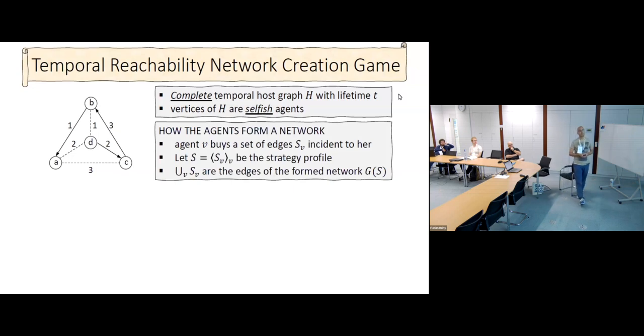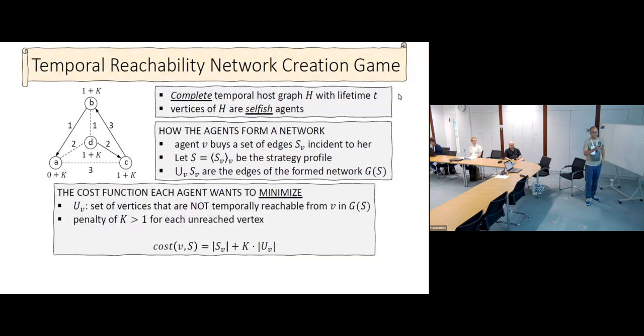Each agent is allowed to buy a subset of edges that are incident to her, and if we denote by S the strategy profile of the agents, then the network formed by the agents is denoted by G of S, and it is given by the union of all the edges that have been bought by the agents. So the network formed by the agents, G of S, is an undirected communication network because the host graph is undirected. This means that once an agent buys an edge in the network, that edge can be used by all the other agents in both directions.